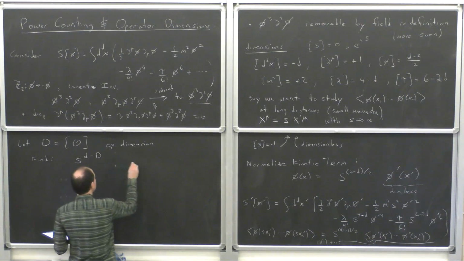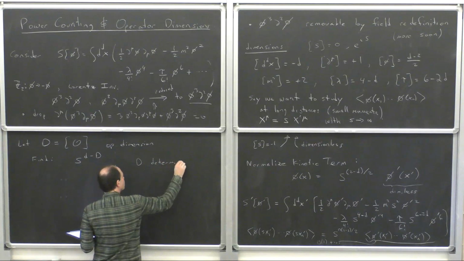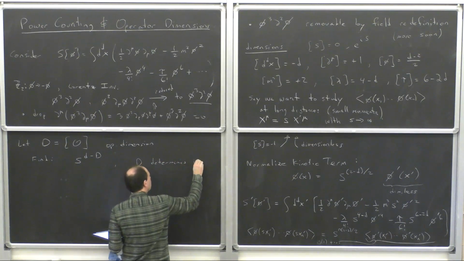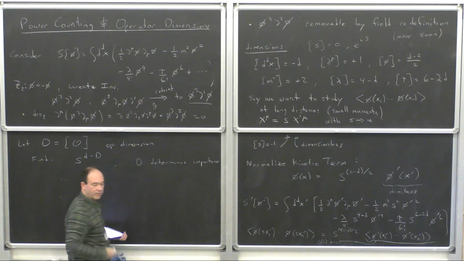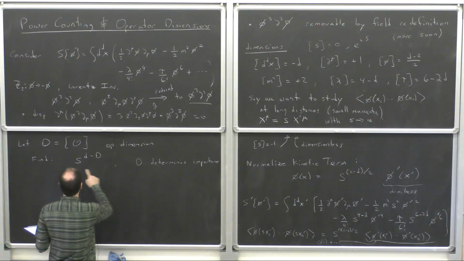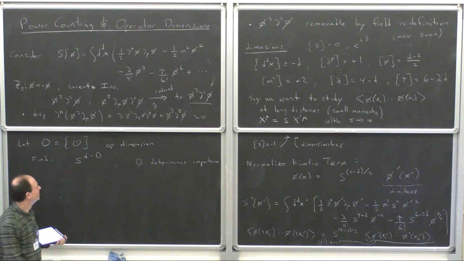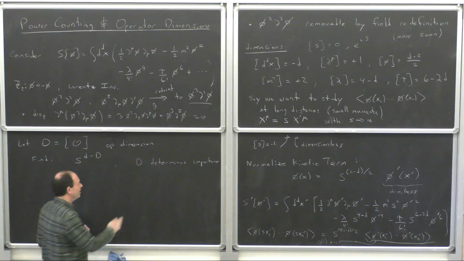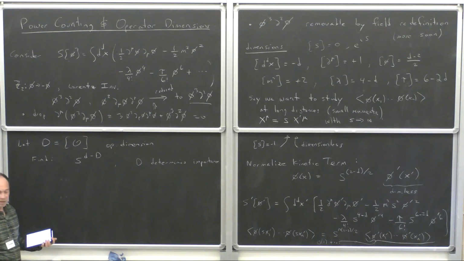And so the dimension of the operator determines the importance of the operator. The importance of the operator in this language is given by the power of s. How many s's it has tells me how important it is. And little d is fixed. I've fixed which theory I want to talk about. Maybe it's 4 dimensions, maybe it's 2 dimensions, 3 dimensions, 10 dimensions. All good. But once that's fixed, it's the big D that tells me how important a given operator is.